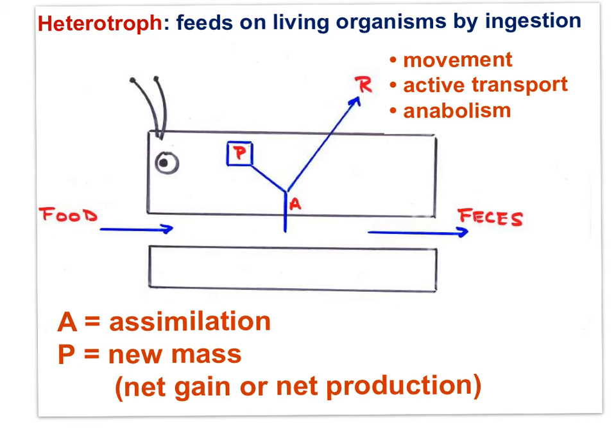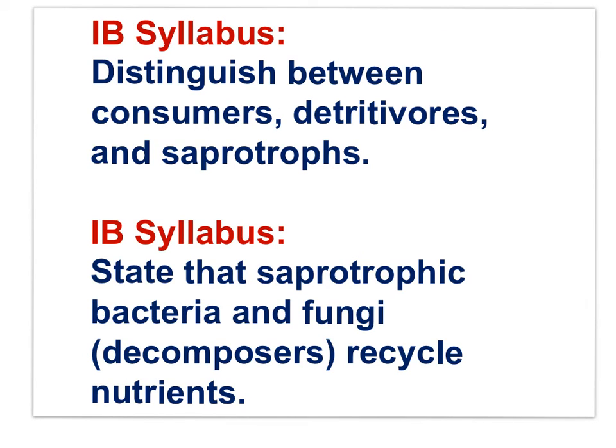Just to dig in on the term assimilation that has appeared in the IB syllabus statement, I've got a diagram here of a consumer. Organic molecules are ingested, but some of those molecules are not assimilated into the organic molecules of the animal and are released as feces. Molecules taken up and transformed by the consumer are assimilated. These are the molecules that can be respired or remain left over as new mass of the animal. This is net production.